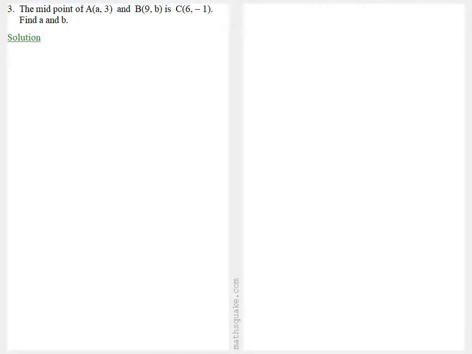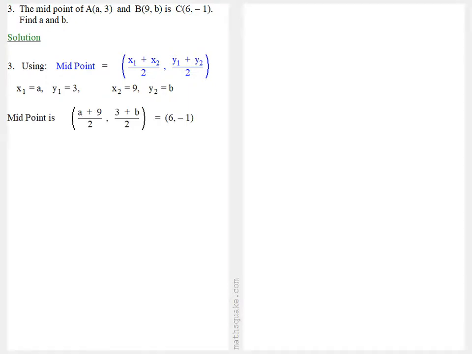Well, to solve this, we can use the midpoint formula, which is the coordinates are (x1 plus x2) over 2 and (y1 plus y2) over 2. We have x1 is a, y1 is 3, x2 is 9, y2 is b. So the midpoint is ((a plus 9) over 2, (3 plus b) over 2), and this is equal to (6, minus 1).